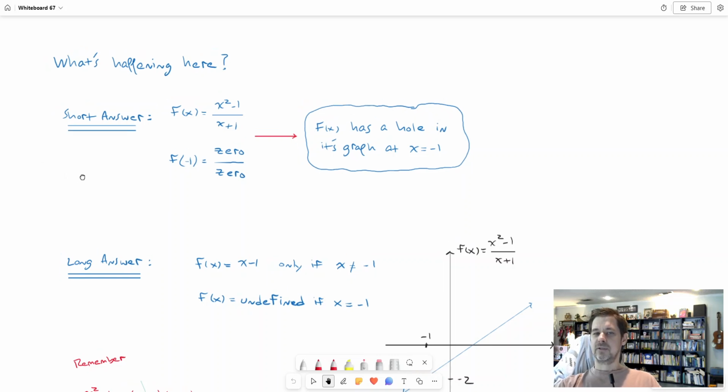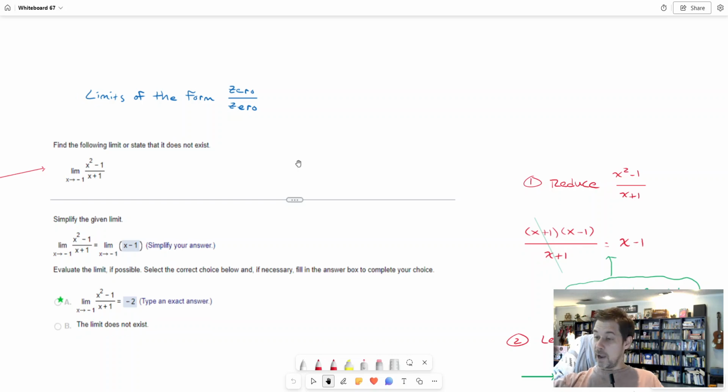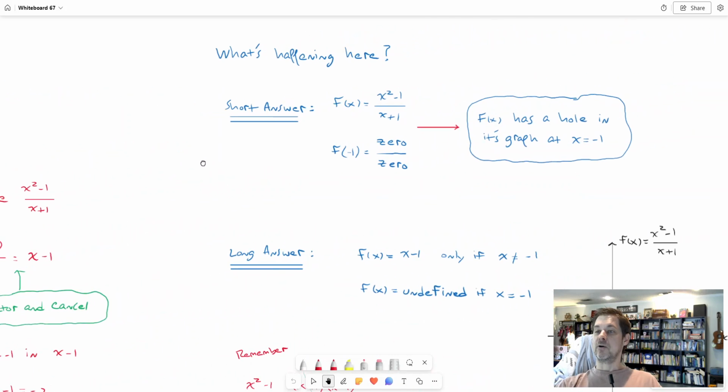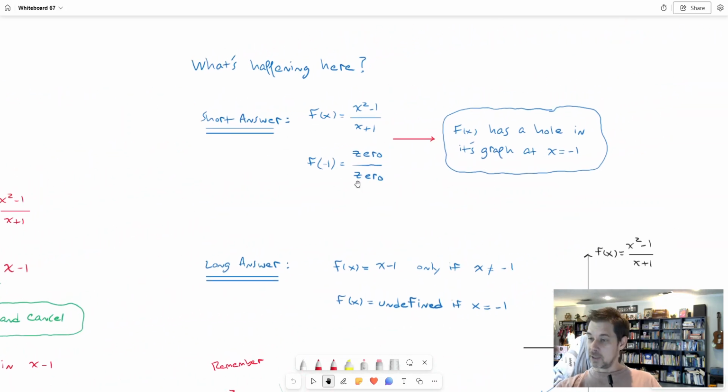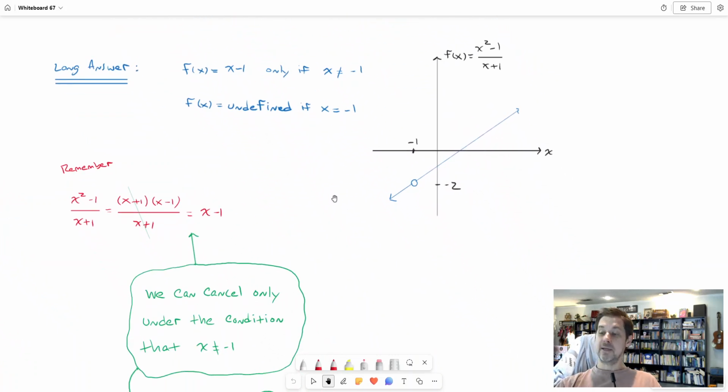We can now associate, if we want to, as far as graphs go, and sometimes we need to look at graphs, that 0/0 tells me that there's a hole in the graph at that spot. Okay, now that's the short answer. Now we need to consider the long answer. I'm going to go into a little more detail here.